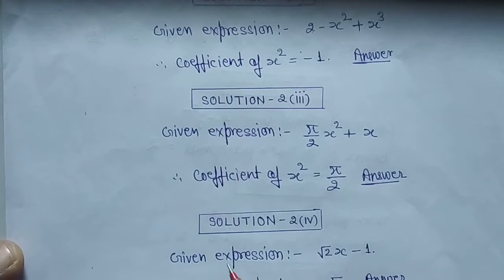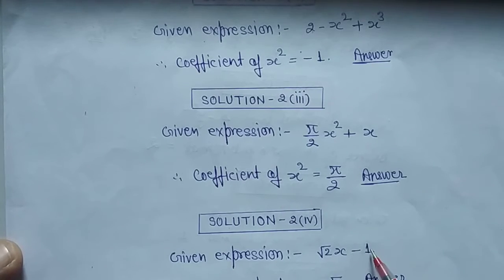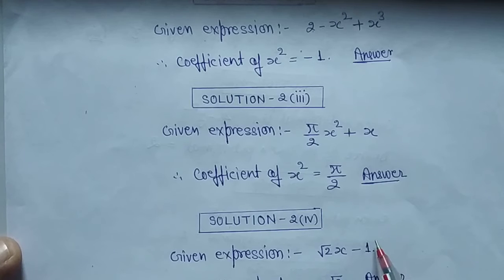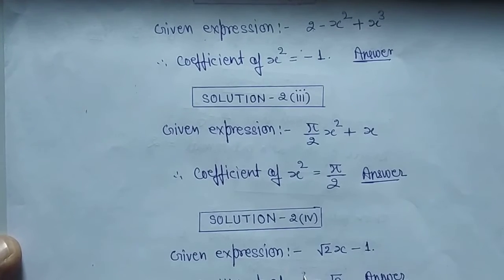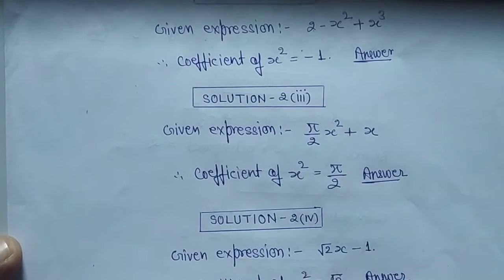Next question. The given expression is root 2 x minus 1. In this term we have to find the coefficient of x square, but there is no term having x square, so the coefficient of x square in this expression is 0. So we can say that coefficient of x square in this expression is 0.